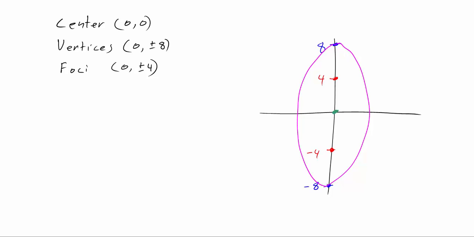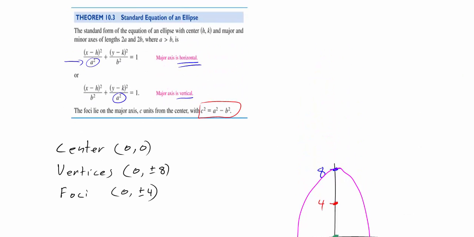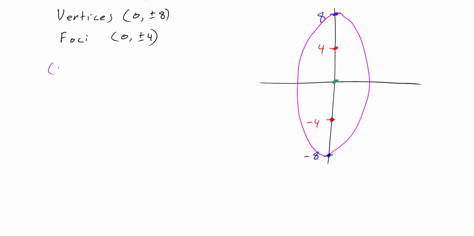So this tells us we're going to have a vertical major axis, so we're going to use this formula: (x minus h) squared over b squared plus (y minus k) squared over a squared equals 1. The a squared is our key for this being a vertical major axis.